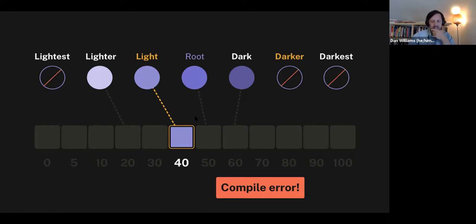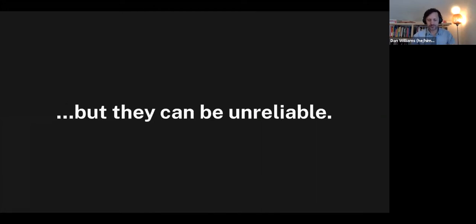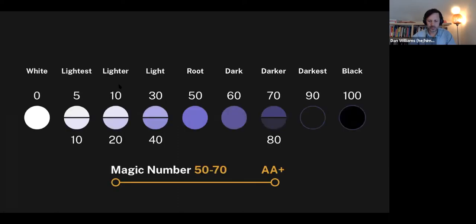So there are some issues with theme colors, particularly around accessibility and sometimes around reliability of compiling. We know that theme colors are important. They're really the key to simple color theming, but they can be unreliable and they can introduce sometimes inscrutable errors and unintentional accessibility mistakes into a site. So what we're proposing is something more like this.